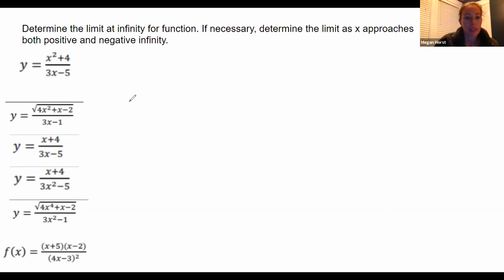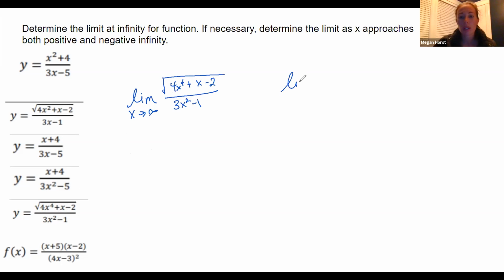All right, we have 2 left. Let's take a look at the limit as x goes to positive infinity. This is another one that involves a square root, except notice now the difference here, I have a degree of 1 here and I have a degree of 2 in my denominator here. So we have the square root of 4x to the 4th plus x subtract 2 all over 3x squared subtract 1. And then we're also going to analyze the limit as x approaches negative infinity of the same expression.